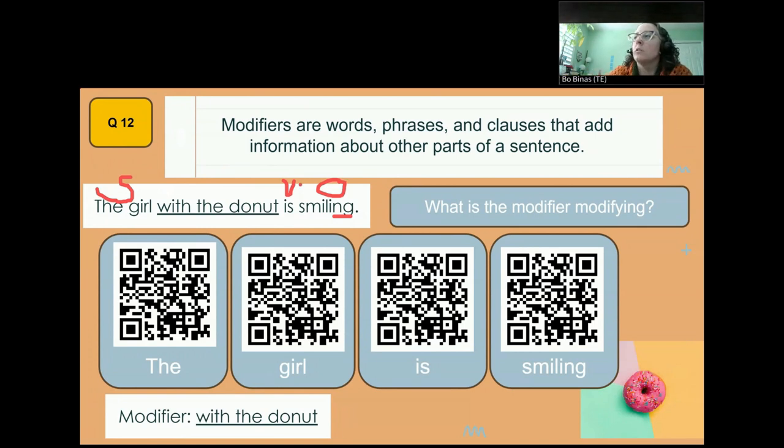Everything else is our modifier. With the donut is our modifier, because it's not the subject, the verb, or the object. So modifiers are not the subject, verb, or object, but they will add information to different parts of the sentence. Okay, so what is with the donut modifying?